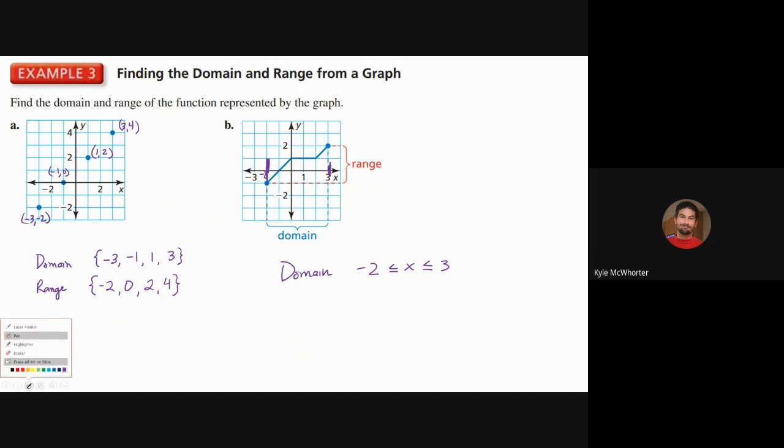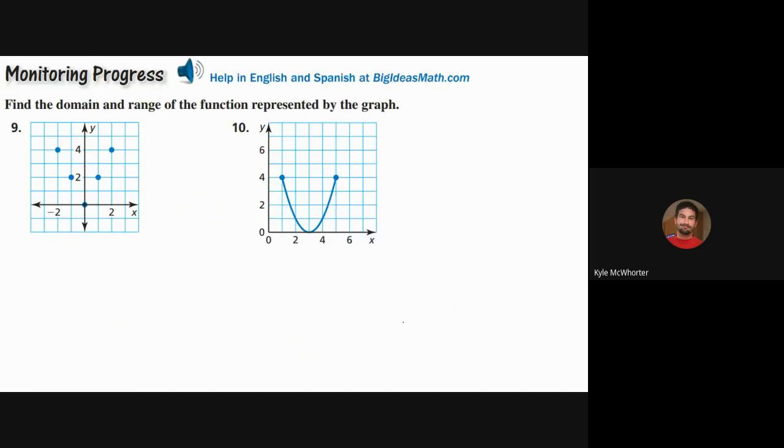And then the range, similarly, is every y value from -1 up to +2. So our range goes from -1 up to 2. So -1 less than or equal to y less than or equal to 2. Notice the domain is always x's. The range will always be y's. Okay, try these. Pause and then come back and I'll tell you the answers.